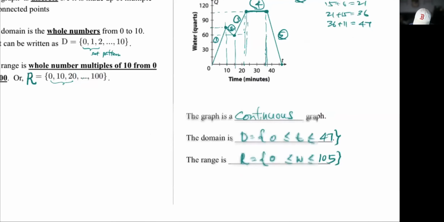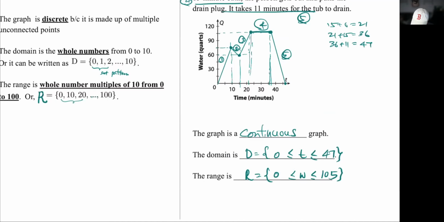Here we go. The graph is continuous. The domain is from t, so 0 is less than or equal to t, the time, less than or equal to 47. Starts at 0 time, ends at minute 47. And the range, amount of water W, oh my gosh, I just realized, sorry about that. It says Q, so I have to respect that. I should use the letter Q, all right? So Q starts at 0 and ends at 105 because that is the highest value, from 0 to 105. Okie dokie.